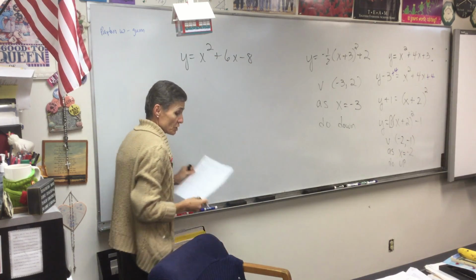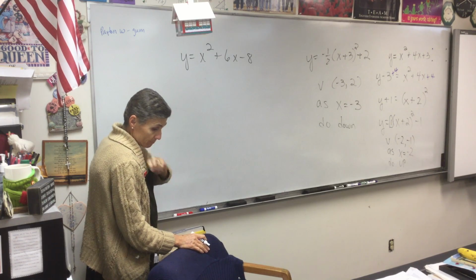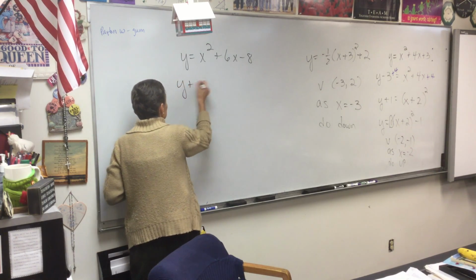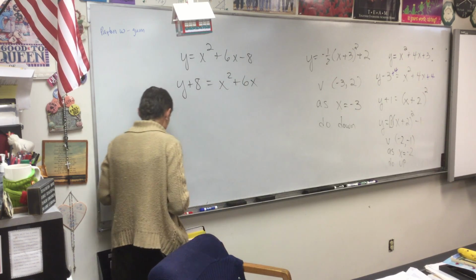First step, Geechee. First step, this is problem B. Add 8 over. Add 8 over. Mason, next step.